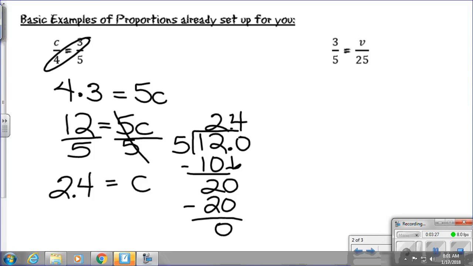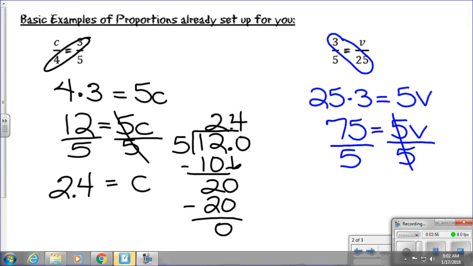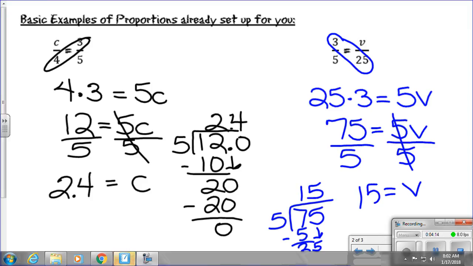Okay, so what two numbers will I circle in the second example? 3 and 25. So I'm going to write 25 times 3, or you can write 3 times 25, equals what? 5V. What's 25 times 3? 75 equals 5V. I'm going to divide by 5. Those I get rid of. And 75 divided by 5. How many 5s in 7? 1. Subtract. How many 5s in 25? 5. Your answer is 15. This is the minimum work required on your homework.